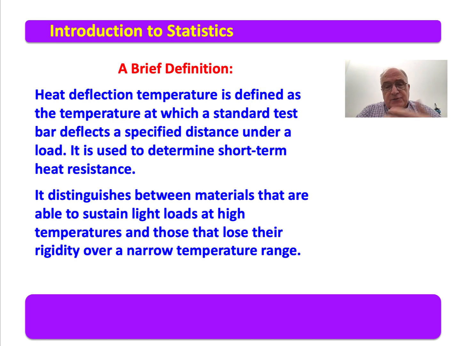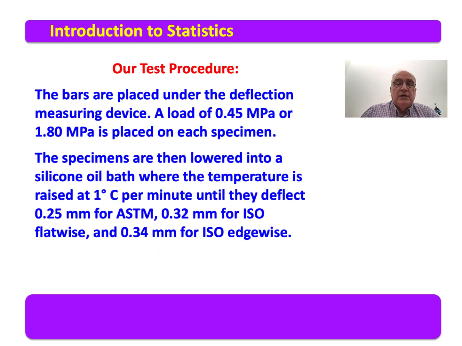Heat deflection temperature, this is the scientific definition, is defined as the temperature at which a standard test bar deflects a specified distance under a load. It is used to determine short-term heat resistance. What that means is we put the pipe under a weight, we increase the temperature, and at what temperature does the pipe yield? It distinguishes between materials that are able to sustain light loads at high temperatures and those that lose their rigidity over a narrow temperature range.